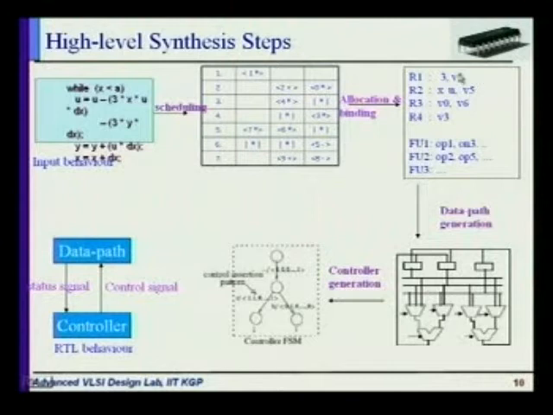In the next step you decide how many registers you will use. Here you can see for 8 variables we are using 4 registers. And there is sharing: for example R3 will store V0 and V6 at different times. Obviously their lifetimes are non-overlapping, so you can store them in a single register. And also you decide the 3 function units required, and this one will do operation 1 and operation 3 and so on. So this is basically your allocation and binding.